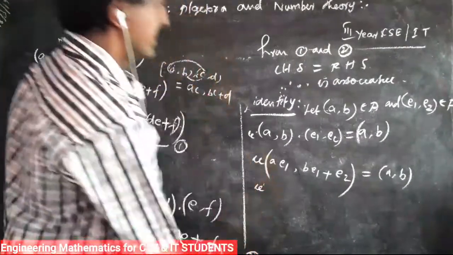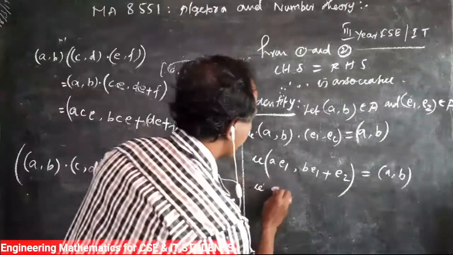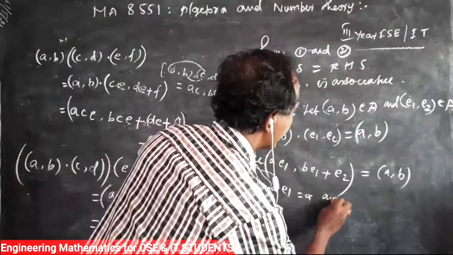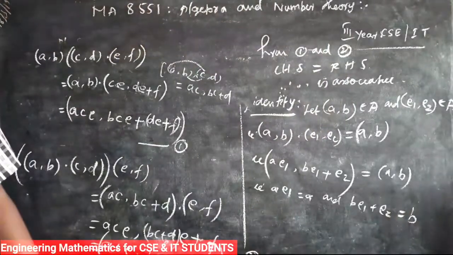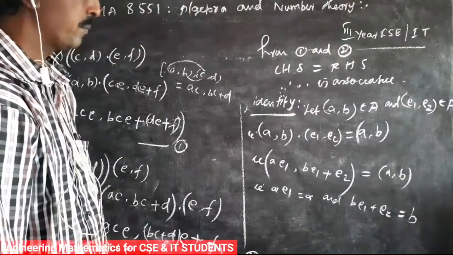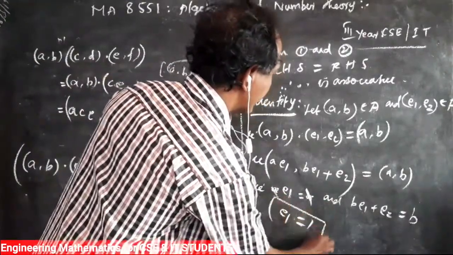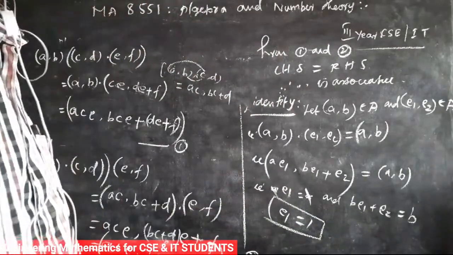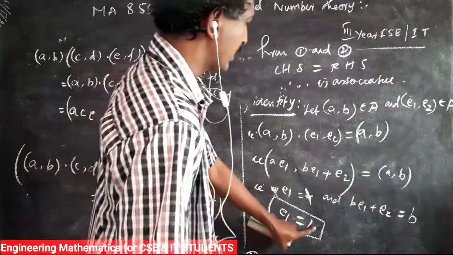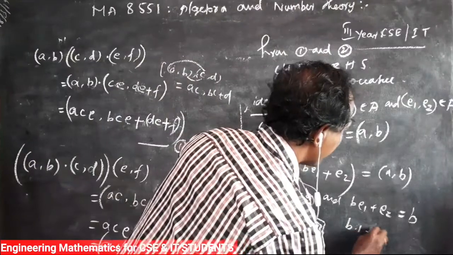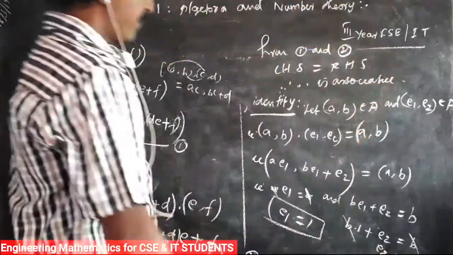So AE1 equal to A, and BE1 plus E2 equal to B. From AE1 equal to A, cancel A, E1 equal to 1. Then BE1 plus E2 equal to B, so B into 1 plus E2 equal to B. Cancel B, E2 equal to 0.